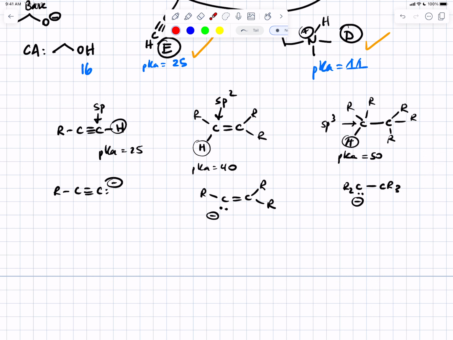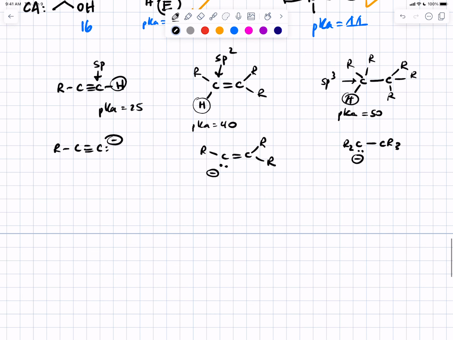So orbitals with more s character are lower in energy, which means that a negative charge on an sp hybridized carbon is more stable than a negative charge on an sp2 hybridized carbon, and so on. You can think of sp hybridized carbons as actually being more electronegative than sp2, and sp2 as being more electronegative than sp3. Because really electronegativity is all about how low in energy is a pair of electrons on an atom, okay?